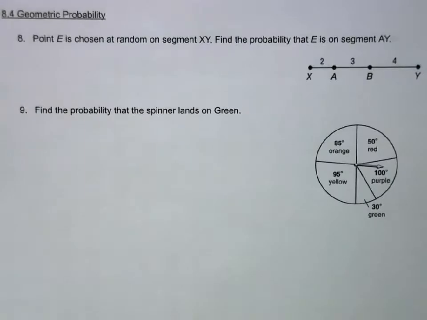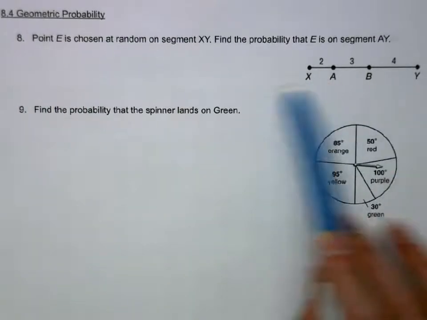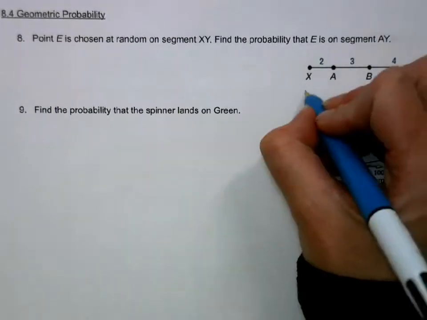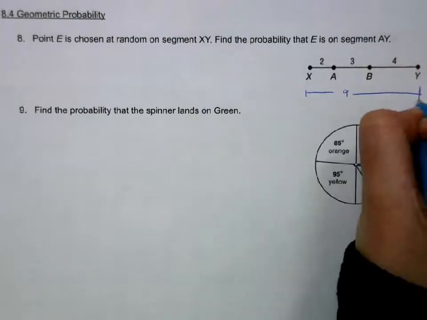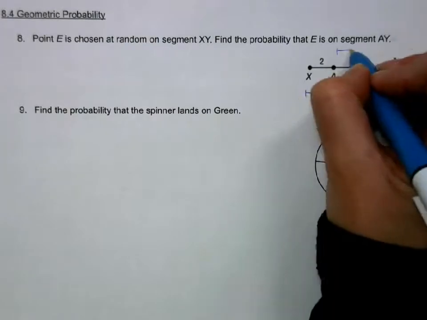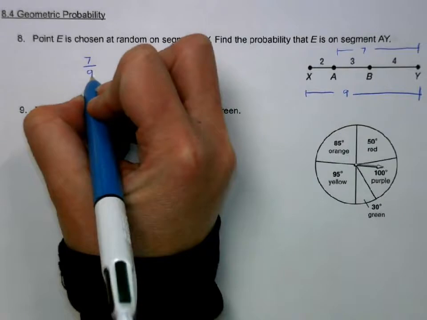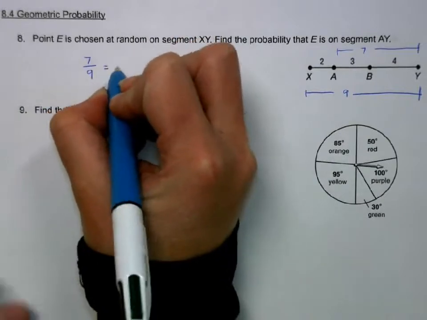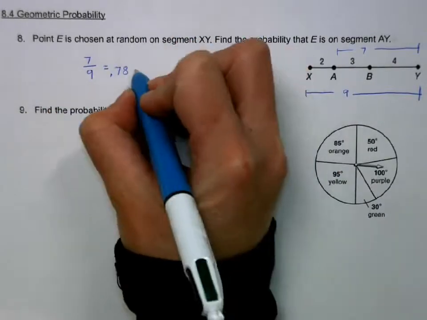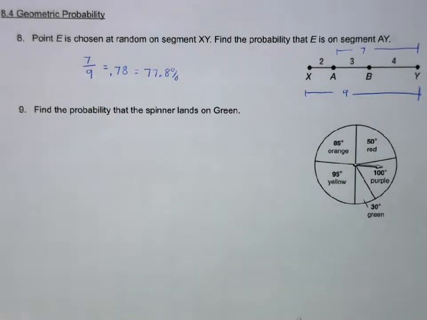Okay, next up is geometric probability. So our first one, point E is selected at random on XY, the length of XY being 9. Okay. What is the probability that E is on AY? Well, AY is 7. So my probability is going to be 7 out of 9, which is 0.78 as a decimal, or 77.8% as a percent.